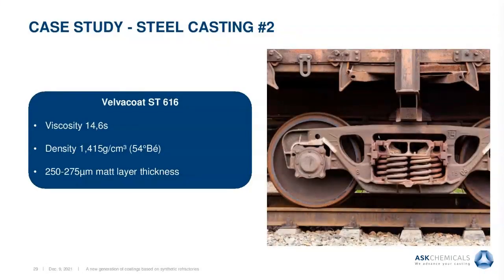The other case study I would like to show you is a rail wagon casting. It is a side frame and the bolster. Here we applied the Velvacoat ST616 with a viscosity of 14.6 seconds, and we achieved 250 to 275 microns matte layer thickness. And the casting results are good.